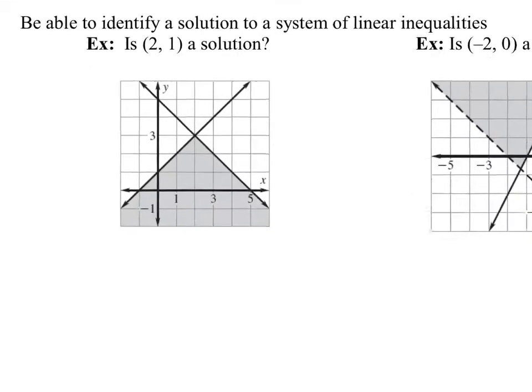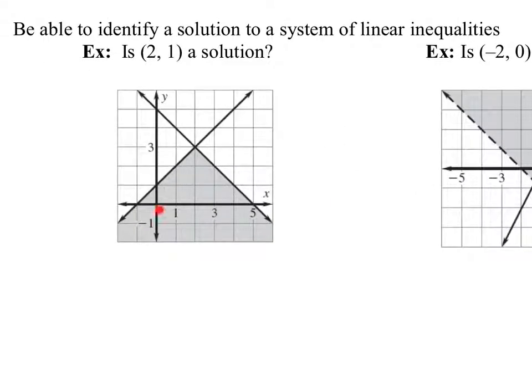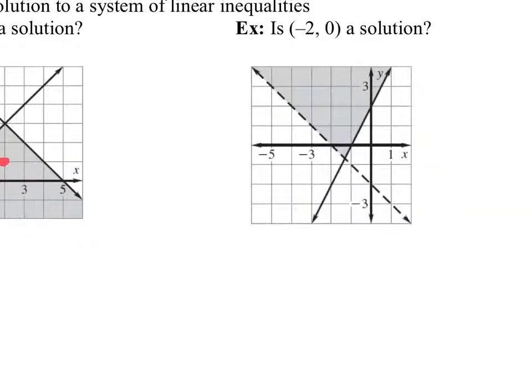So to check if 2, 1 is a solution, I'm going to plot that point, so over 2, up 1. And since it's in the overlapping shaded region, that's pretty easy, it's a yes. For negative 2, 0 on the next one, I'm going to plot that point, which is right here. So now, let me just say this is like the red line, and then maybe this is the blue line.